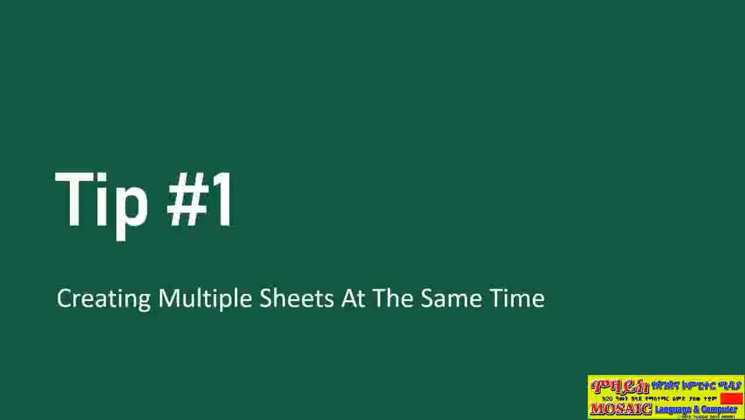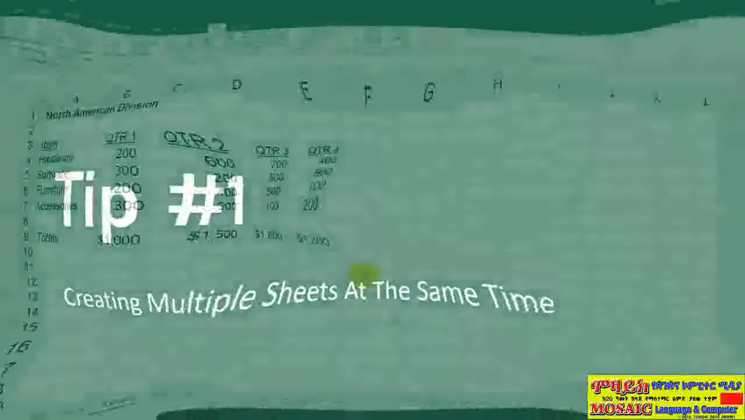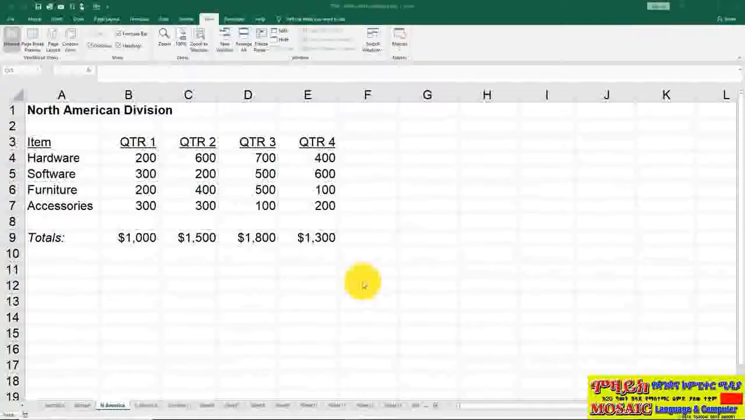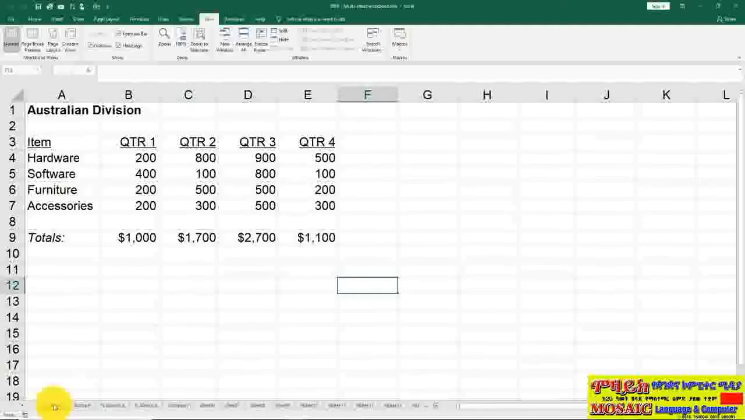Tip number one, creating multiple sheets at the same time. We had worked with this exercise in one of the previous videos, and this is the one where each division of the company was set up on a different sheet tab. If I click on the first sheet tab, Australia, you can see that they are tracking each item that they sell and the figures for quarters 1 through 4, and they obviously have some numbers that are just for Australia and then some totals down on row 9.